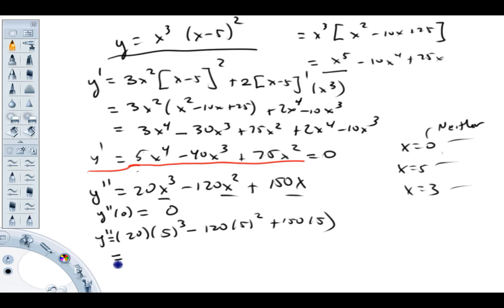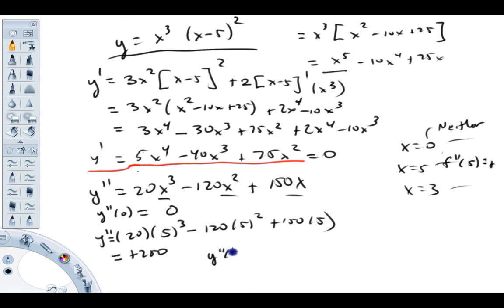And I'm going to take a moment here and have one of my helpers crunch a number for me. A little louder, I don't hear well. Positive 250. So I'm going to go ahead and put that over here. So y double prime of 5 is, and really all we need here is the plus sign, to tell you the truth. We don't need the 250 for anything right now. It came out positive, which means that point is a relative minimum.